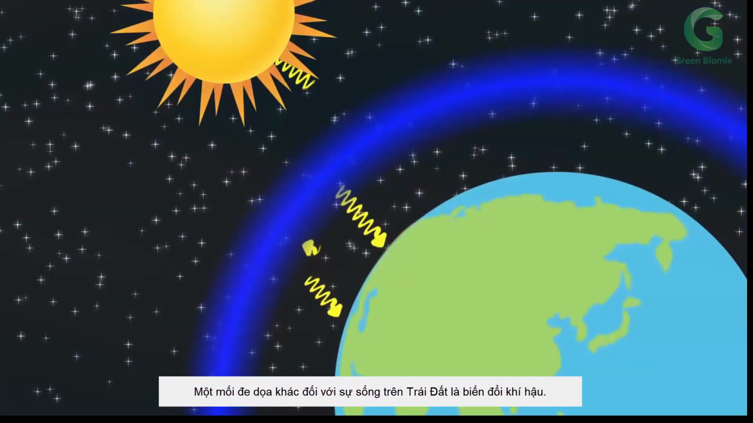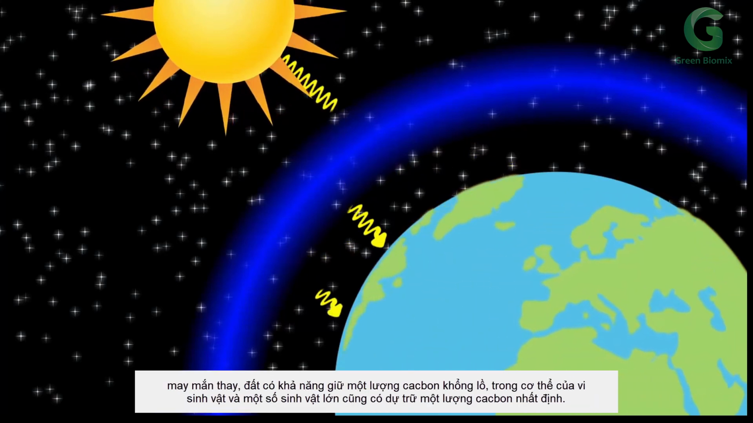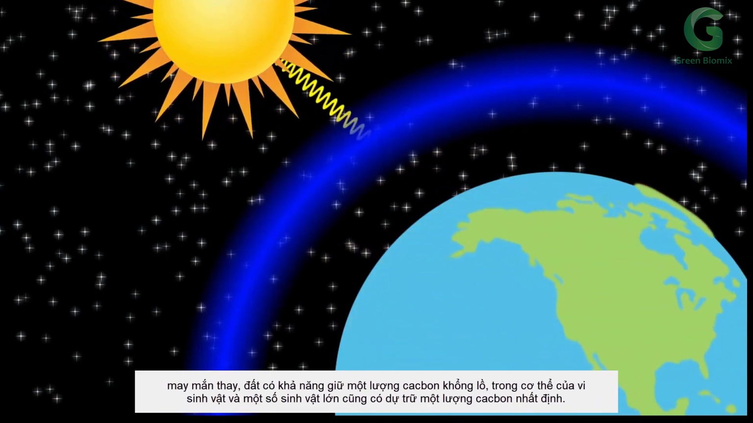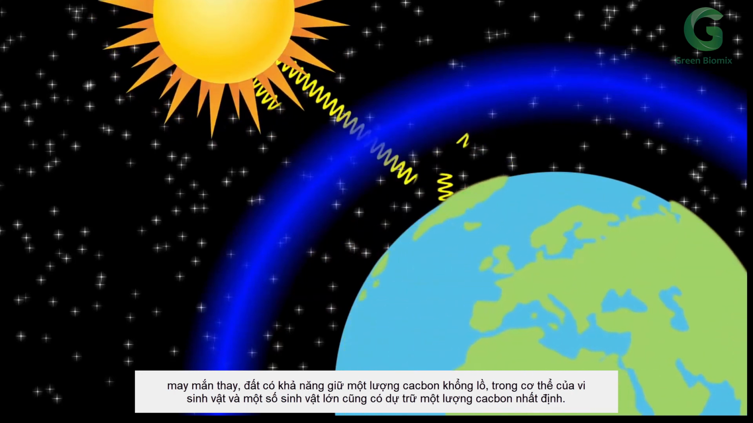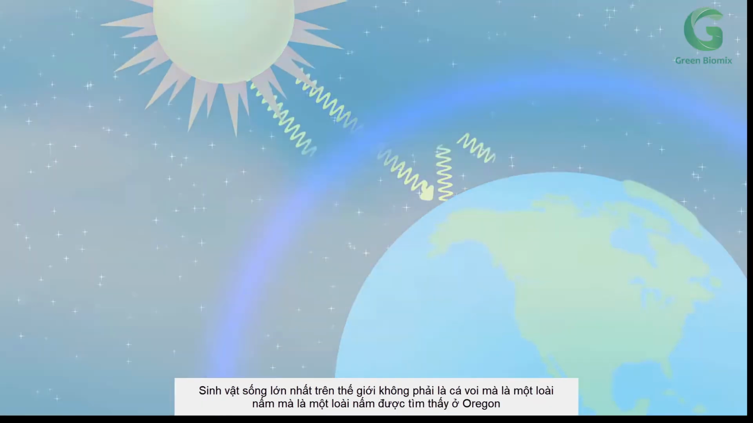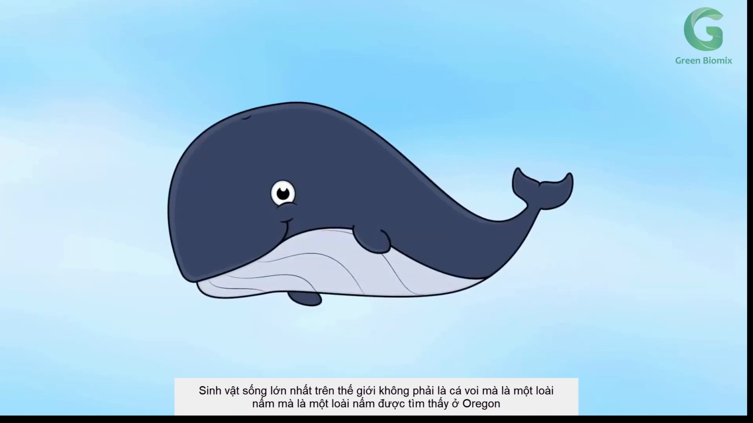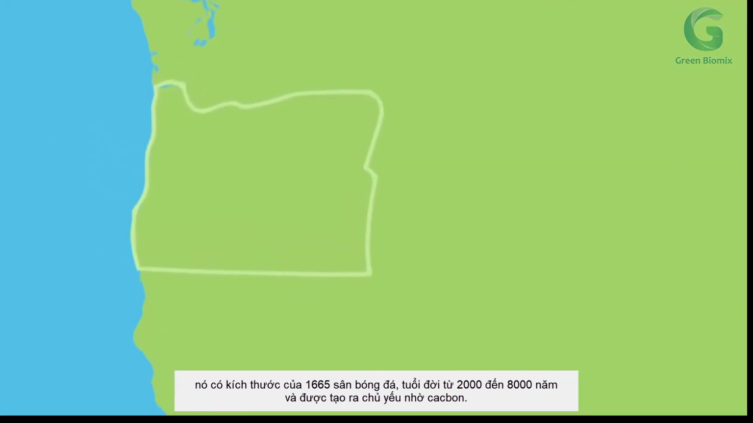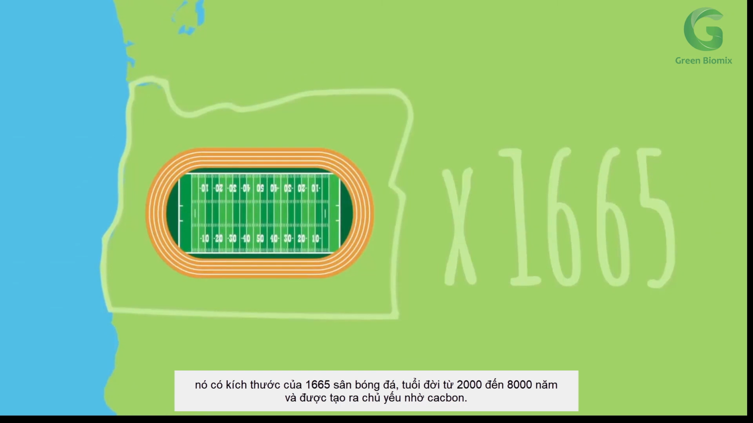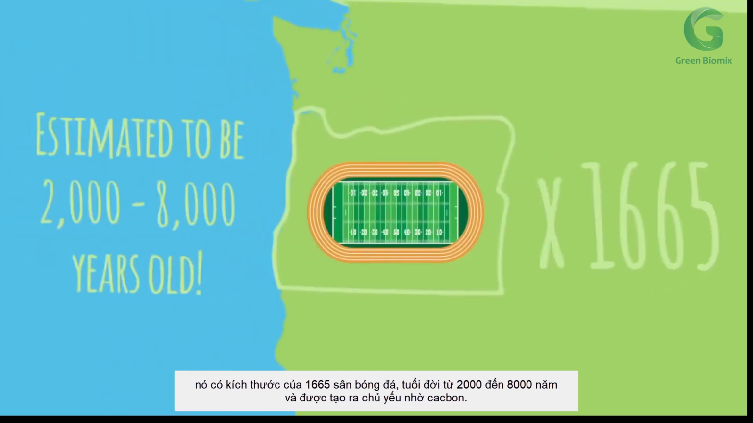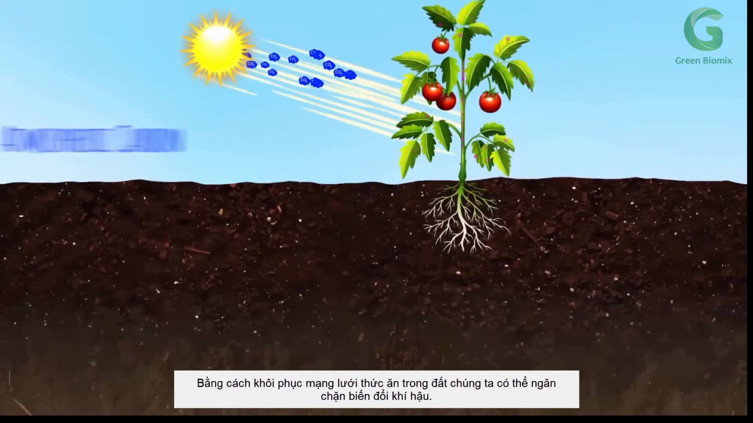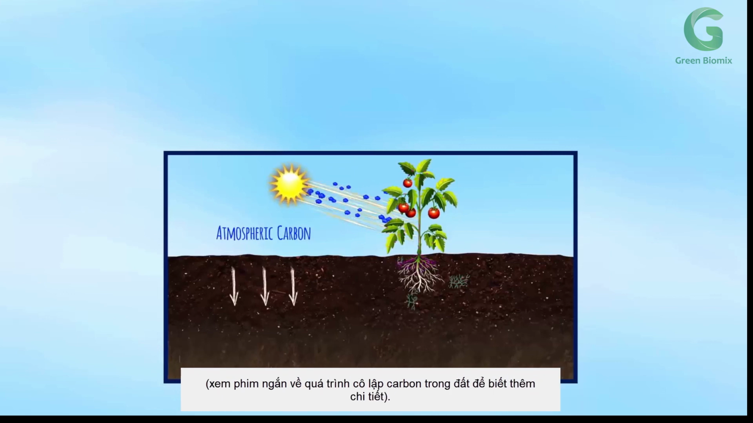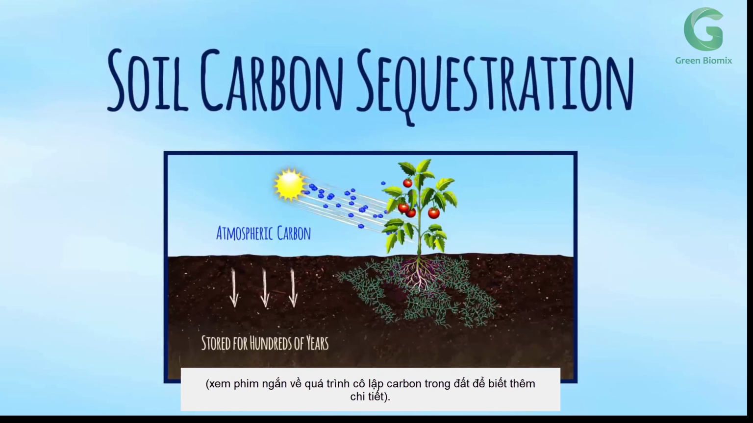Another threat to life on Earth is climate change. Fortunately, the soil is capable of holding tremendous amounts of carbon in the bodies of microorganisms, and some mega-organisms too. The biggest living organism in the world is not a whale, it's a fungus found in Oregon that is the size of 1,665 football fields. It is between 2,000 and 8,000 years old, and it is made mostly of carbon. By restoring the soil food web, we could put a stop to climate change. Please watch the animation on soil carbon sequestration for more details.